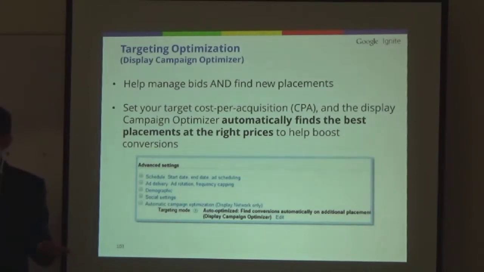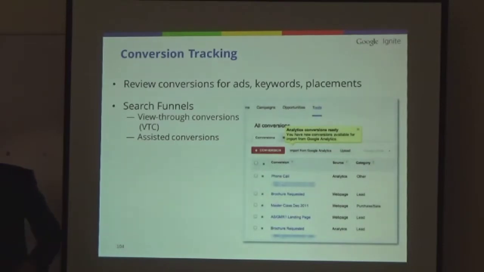So how you go about setting it up is on the campaign setting of the targeting optimization. You will set your target CPA, and using this tool, you will automatically find the best placement to place the ads there to achieve your target goals. Right, so take note of the highlighted point there. Number 2, set the target CPA and the display campaign optimizer automatically finds the best placement at the right price to boost conversion here.